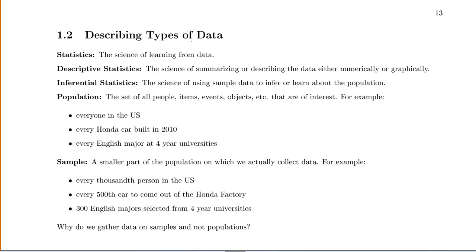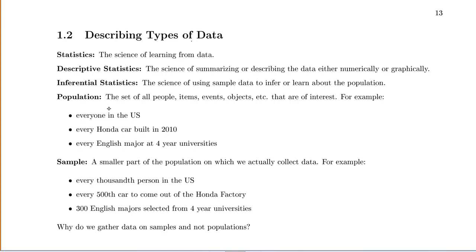In this video, we're going to talk about describing different types of data. So first, a little bit of vocabulary. Statistics is just any time we're trying to learn from data. We have two kinds. We have descriptive statistics, which is the science of summarizing or describing the data, either with numbers or graphs. Then we have inferential statistics, which is the science of trying to use our data from a sample to try and infer or learn about the population.